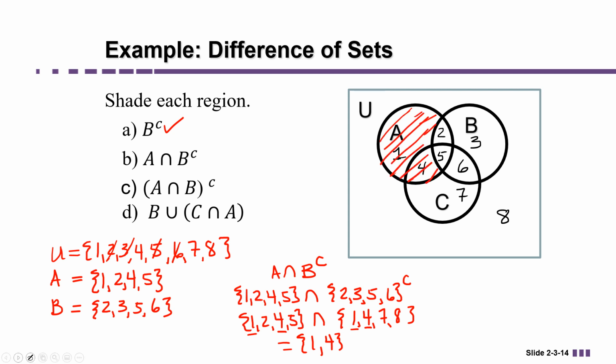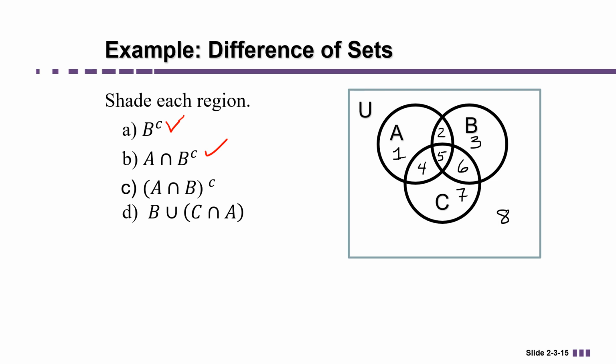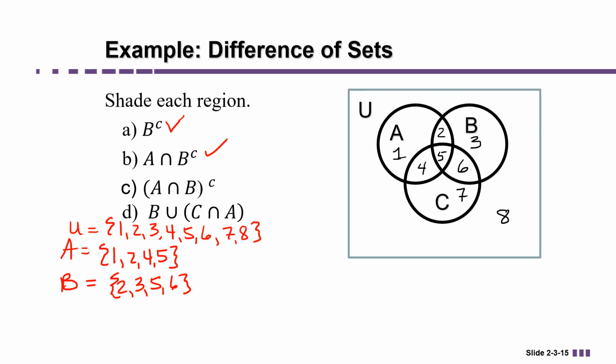Let's look at another one. How about the complement of A intersect B? So I've jotted down the universal set and A and B, and now we're going to work on the complement of A intersect B. But notice that the complement is on the parentheses, not on the B. So we're going to do the intersection, the inside of the parentheses, first. So inside of the parentheses, we have A intersect B.